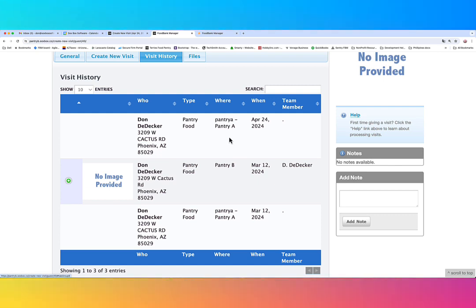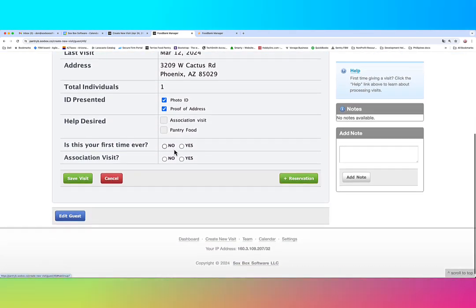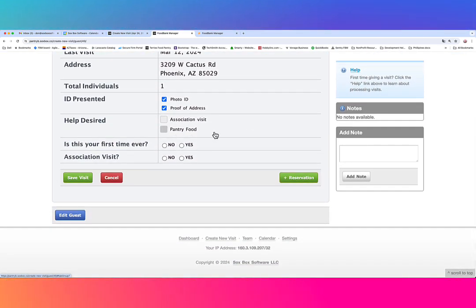That was last month, right? This month, in April, they received food today at this location in Pantry A. But what pantry am I? I'm in Pantry B. So I'm looking at that history, and I can see that Don received food in Pantry A. So now I guess the question is, why is he not being limited? Why is it not saying exceeded uses here?